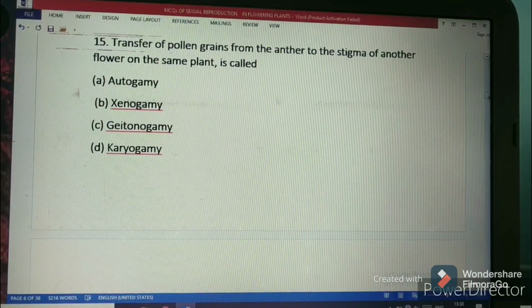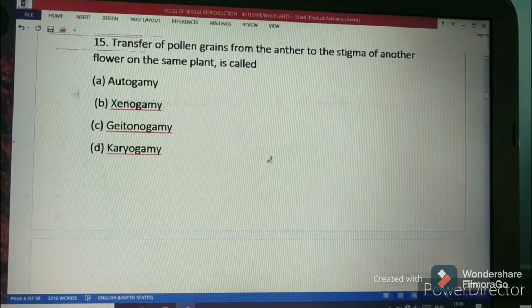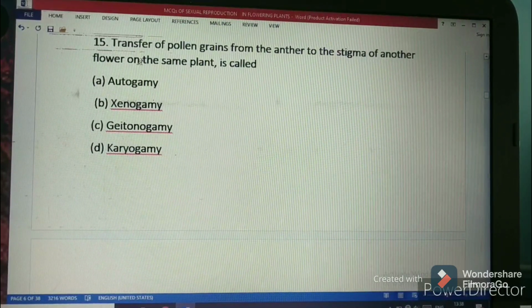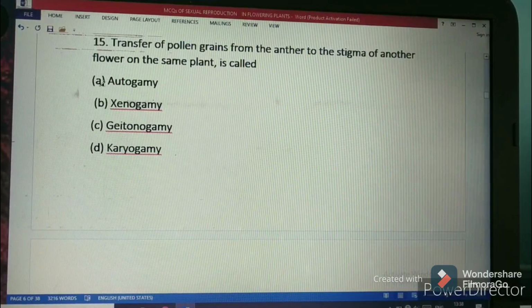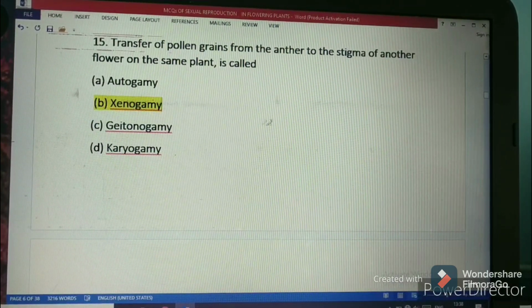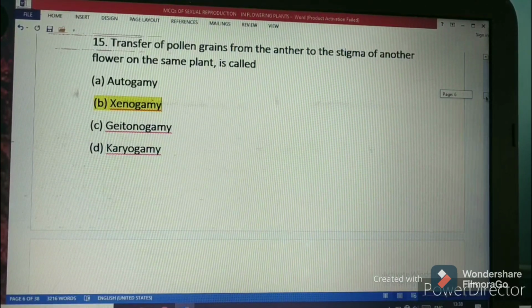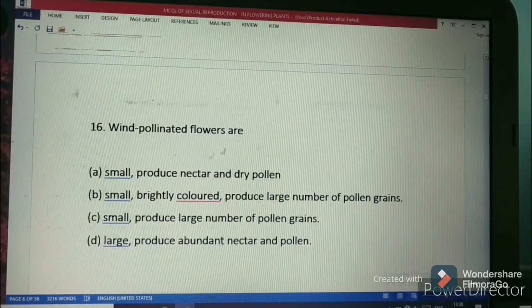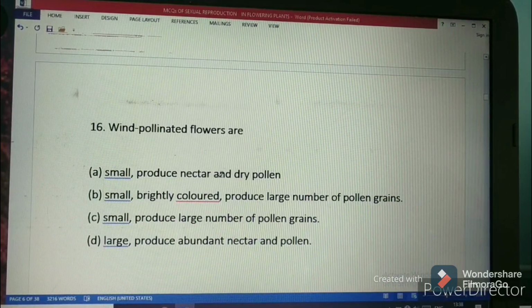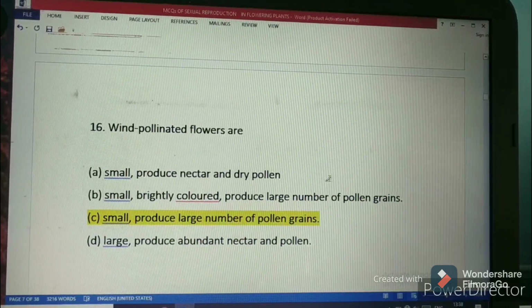Transfer of pollen grains from anther to the stigma of another flower of the same plant is called xenogamy. Wind pollinated flowers are small, produce large number of pollen grains. C is the correct answer.